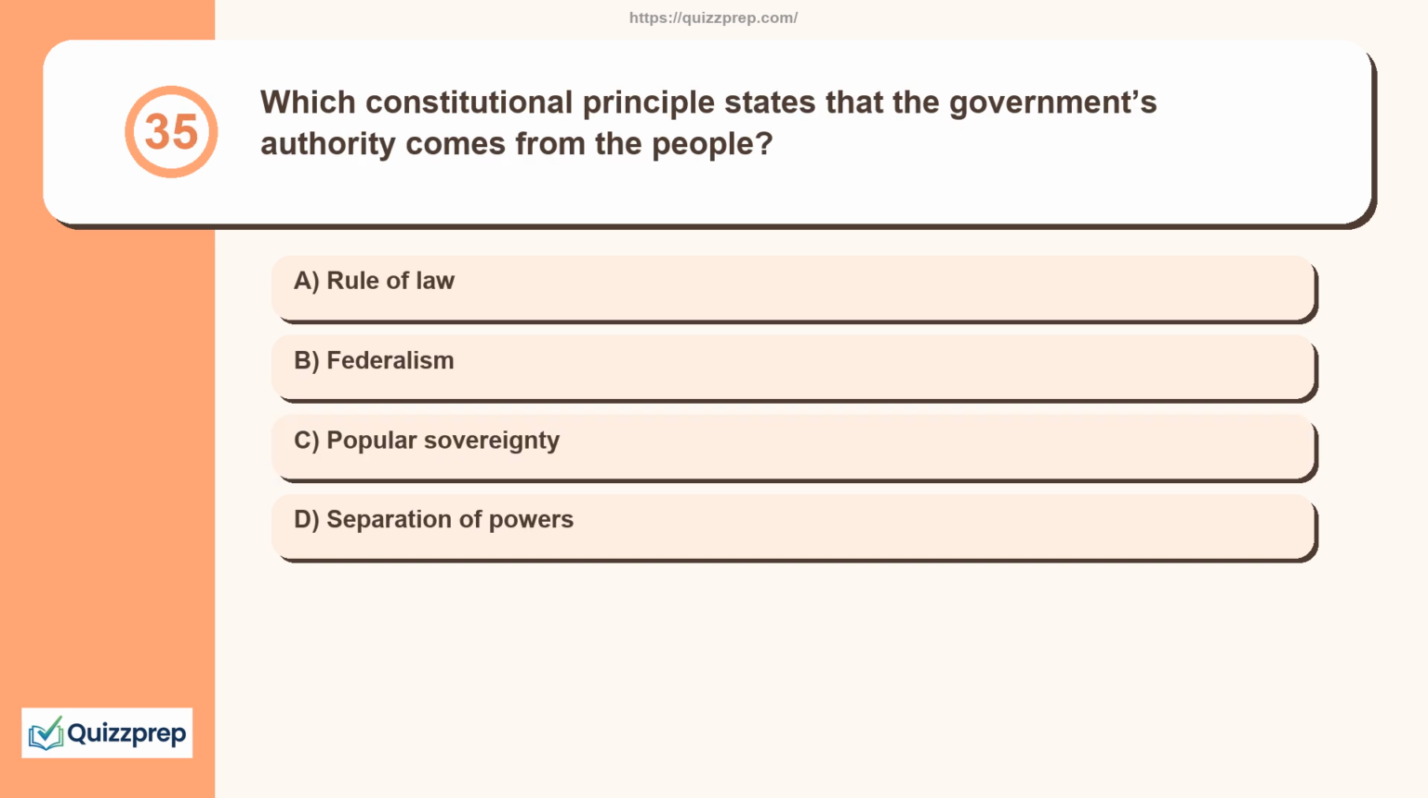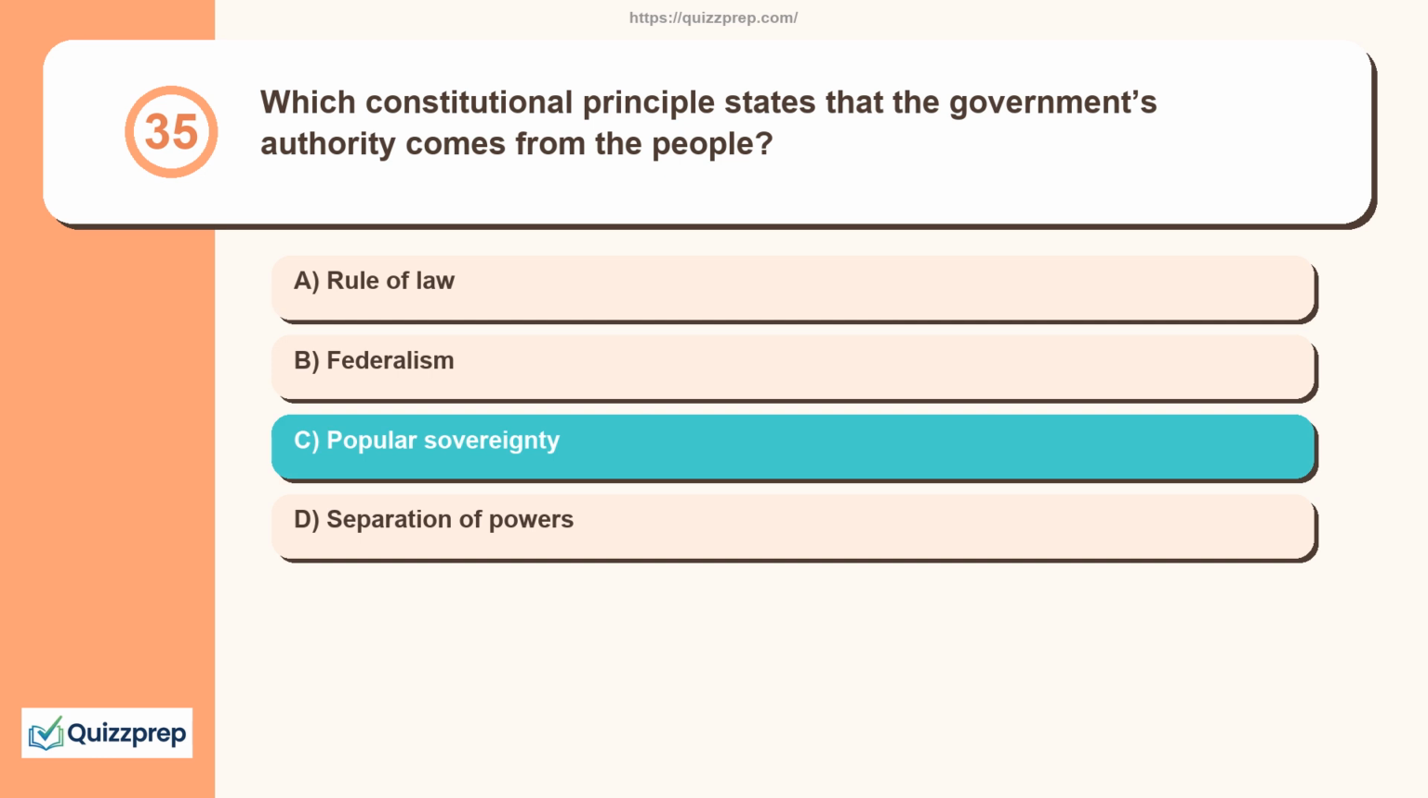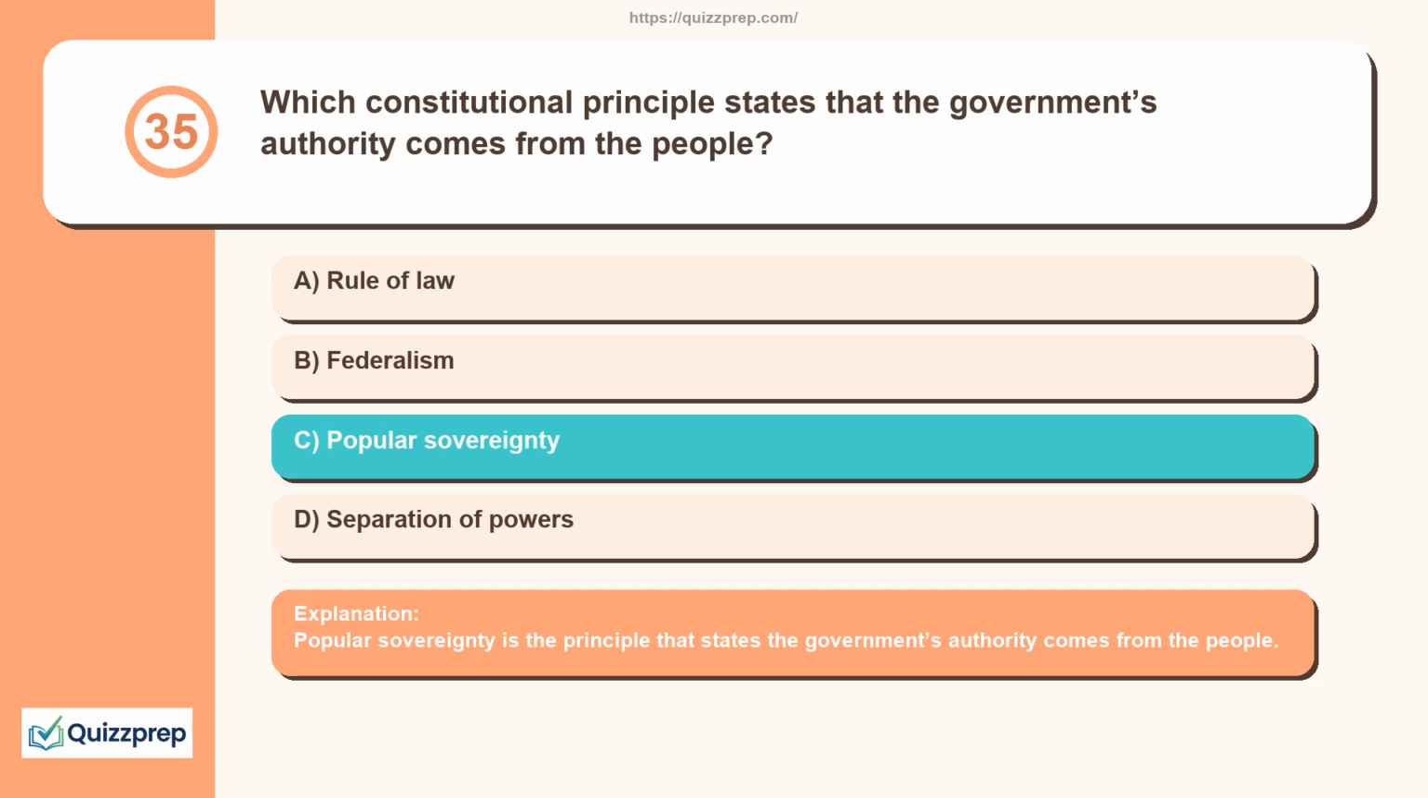Question 35. Which constitutional principle states that the government's authority comes from the people? Rule of law, federalism, popular sovereignty, separation of powers. Popular sovereignty is the principle that states the government's authority comes from the people.